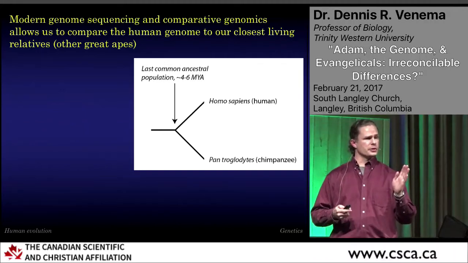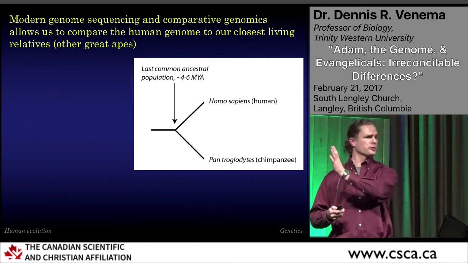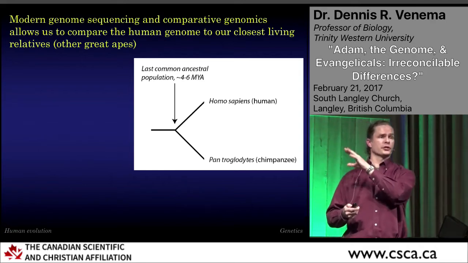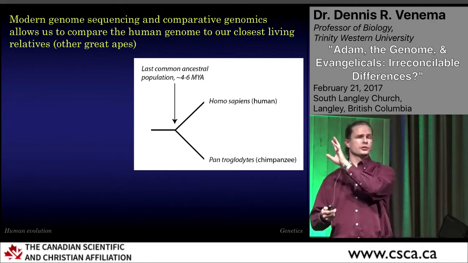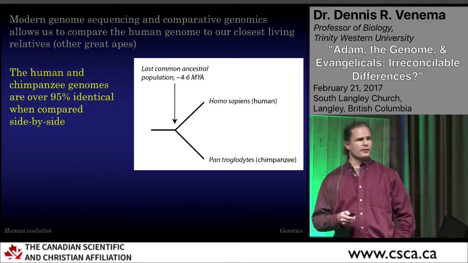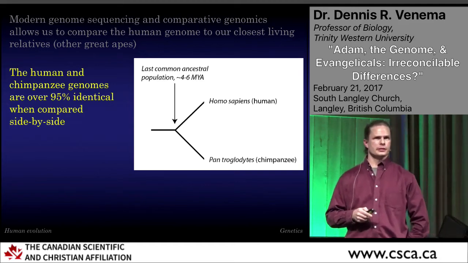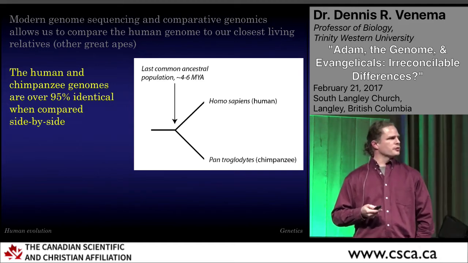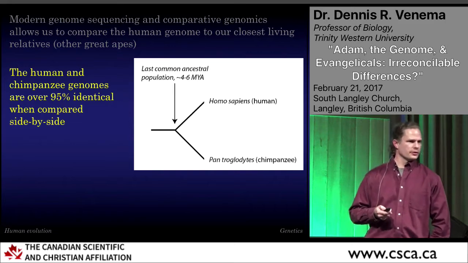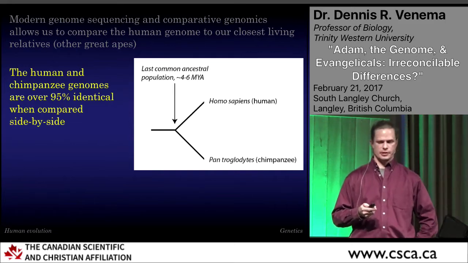We can now compare those sequences letter by letter to other species, especially other species that we thought were related to us based on other criteria like embryology and the fossil record and morphology and that sort of thing. We find out that our closest living relative, which happens to be the chimpanzee, that our two genomes are over 95% identical to one another, base pair DNA letter for DNA letter when compared side by side.